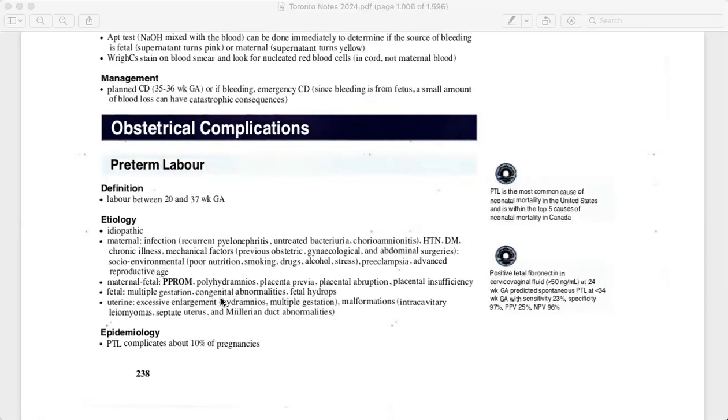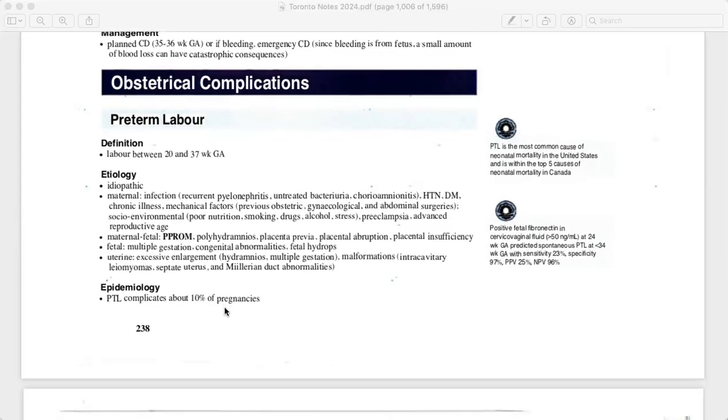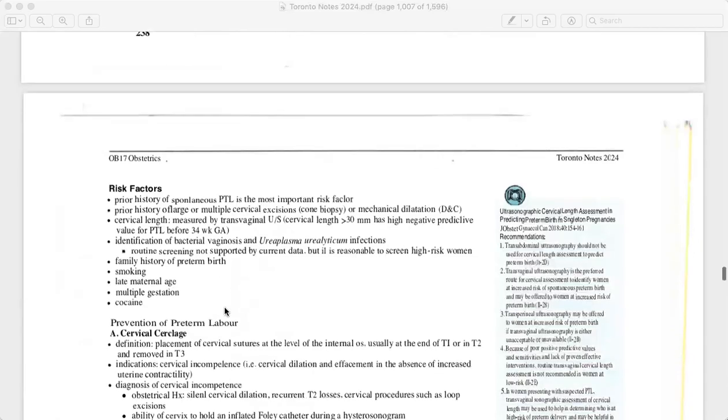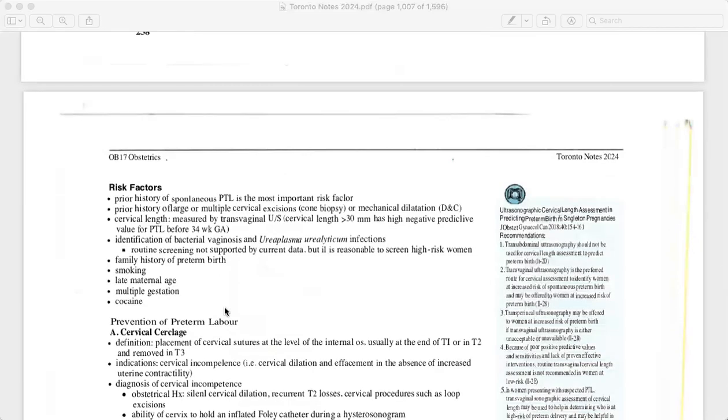Fetal, multiple gestation and congenital anomalies. Uterine enlargements can all lead towards preterm labor. So the most important things are the risk factors. They can ask you in the exam what the risk factors were. As they said, prior history is one of the important things. Prior history of multiple excisions, cervical excision, they can lead towards it, so cervical length is important.